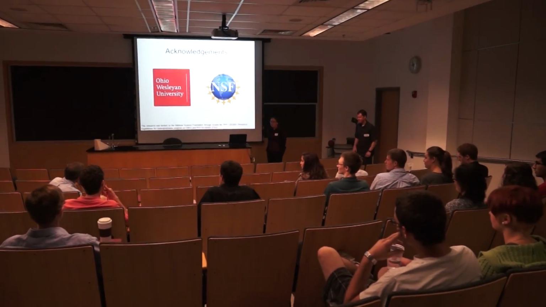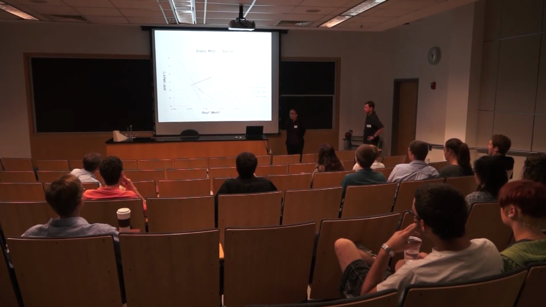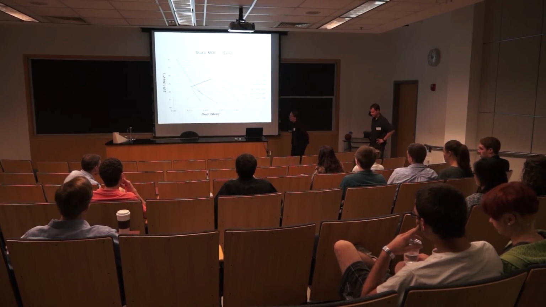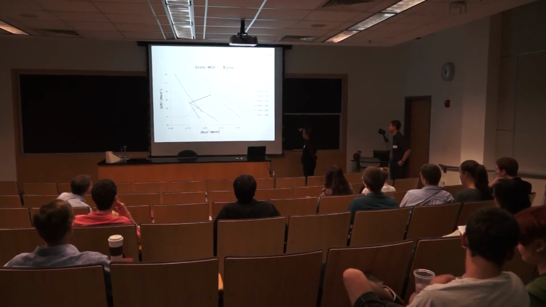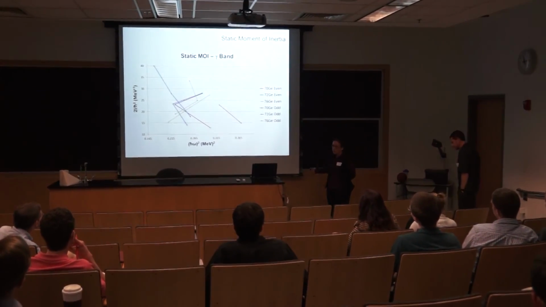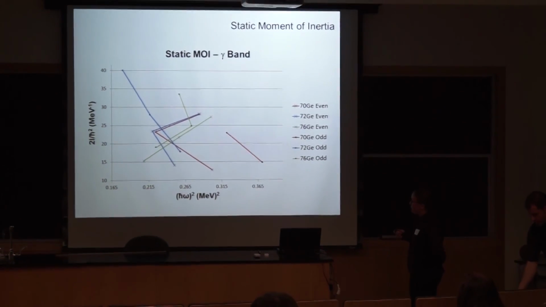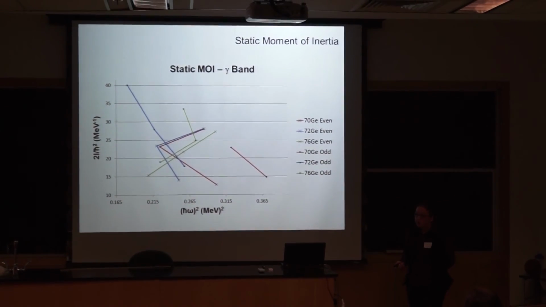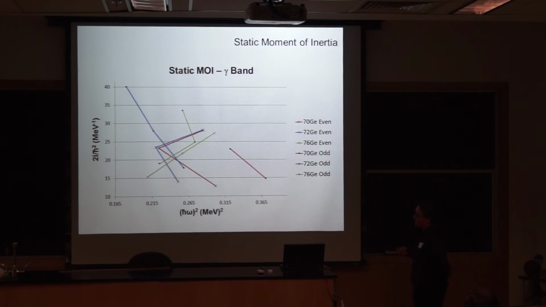Right, Sylvia, could you show the static moment of inertia plot again? Just wonder if you could help me understand what I'm supposed to take away from that. Yeah. So here we have germanium-72. This is the even side of the gamma vibrational band. And then this is germanium-70, the even side of the gamma vibrational band. And basically, it's been shown theoretically that if you see a steep slope for this, it's a good indication that it is a gamma vibrational band.